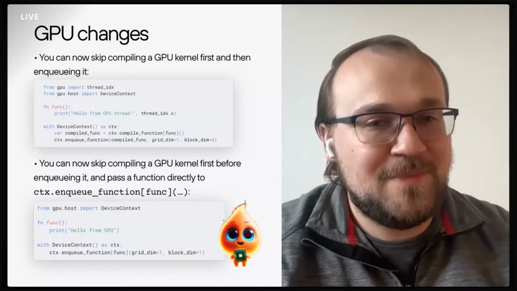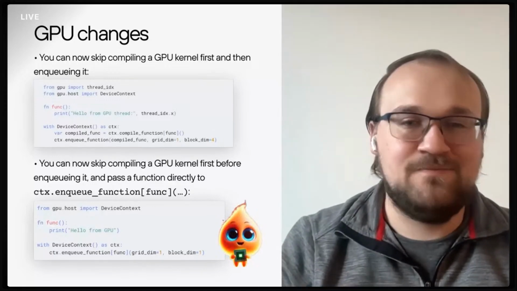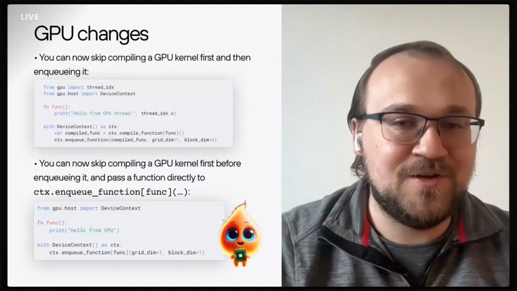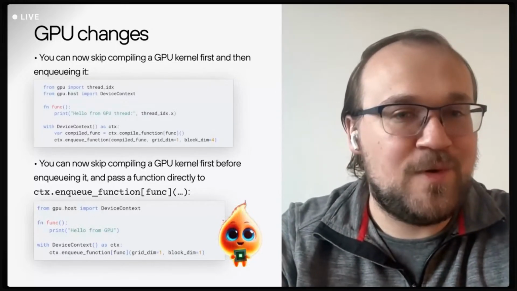So now that's just a single call. As you can see in the example here, launching a GPU kernel in Mojo is simpler than ever. It's really just one line now, just to queue your function, and you're off to the races running some code on the GPU. So that's really quite clean.